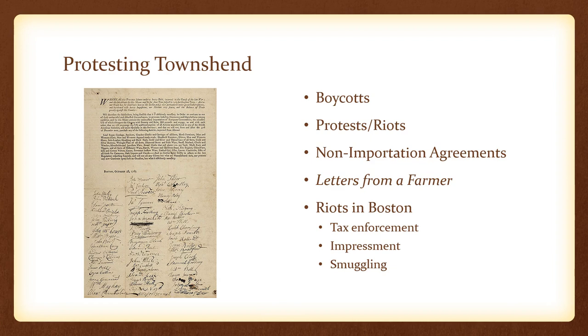If you actually look at the document in the PowerPoint, you can see that we have a list of some of the goods: millinery goods, hats, women and children's stays for their garments, chinaware, so porcelain goods, silks, cottons, all sorts of goods. People agree to try and boycott and refuse to purchase from English merchants.